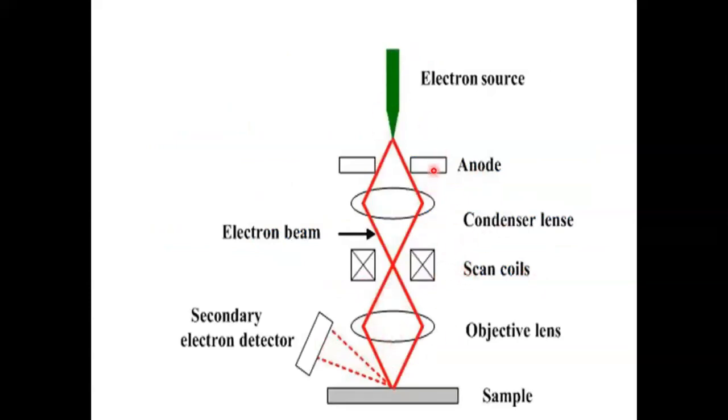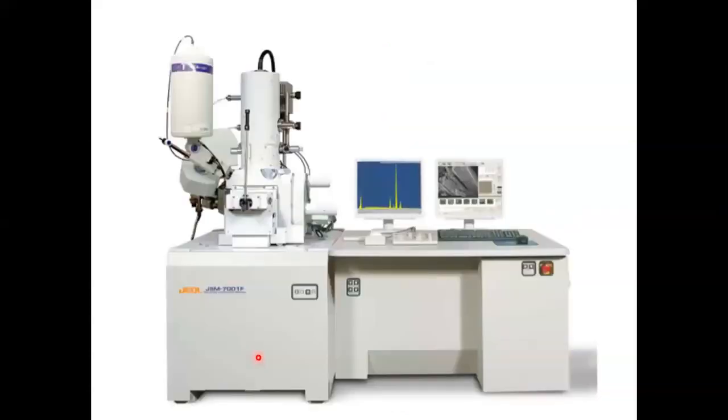You will find here the anode and the electron beam, electron source, and this is the condenser electromagnetic field. Notice here the presence of scanning coils, which will scan the sample, and another secondary electron detector, which analyzes the electrons coming from the sample to determine the sources of the sample. This is the body of the scanning electron microscope. Notice here the surfaces of the cells appear on the screen of the scanning electron microscope.